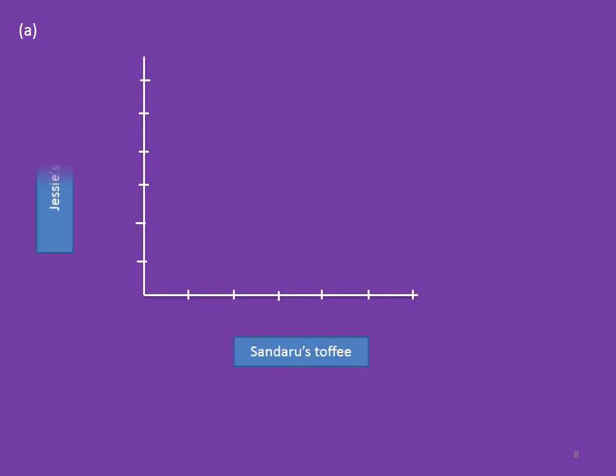Part A, you need to draw the grid. Label the axes as Sandaru's toffee and Jessie's toffee. What are the flavors here? 3 milk toffees, 2 orange flavored toffees and 1 tamarind flavored toffee. I have labeled both of these axes as M1, M2, M3, O1, O2 and T1. She took 1 toffee and tasted it. Altogether, she took 2 toffees.